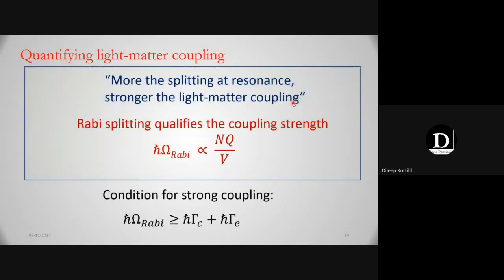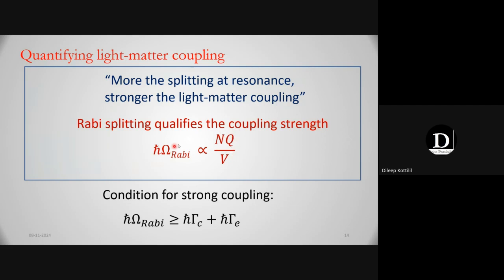Now, let me quantify the light-matter coupling strength. So the Rabi splitting, as you can see here, there's a small equation. This Rabi splitting is proportional to some parameters. N corresponds to the number of excitons that are simultaneously coupled to the cavity mode. And Q corresponds to the quality factor of your cavity, because you can have different types of cavity. You can have DBR cavities or a simple glass slab itself can act as a cavity with a very, very low quality factor.